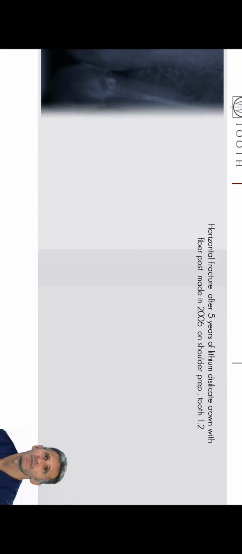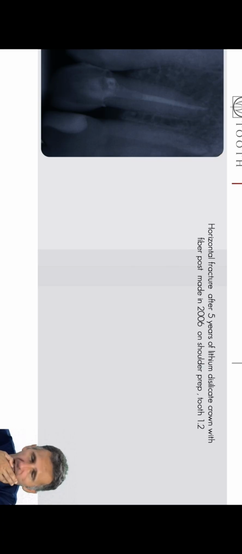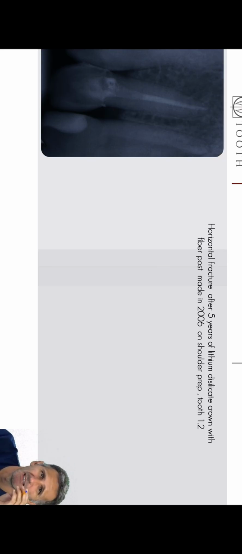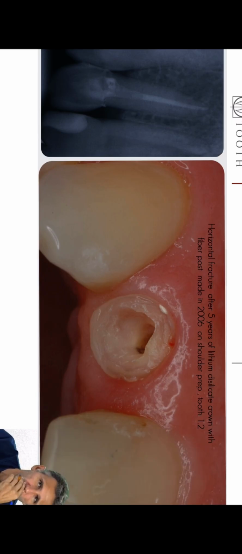This is a case of mine, a horizontal fracture after 5 years of lithium disilicate crowns with the fiber post, made in 2006 on the shoulder prep on the lateral incisors. Here, for example, I realized in my hands that most of the failures are between 4 and 6 years when you use fiber post with teeth, not so much with a real biomechanical conformation. And here is the case.